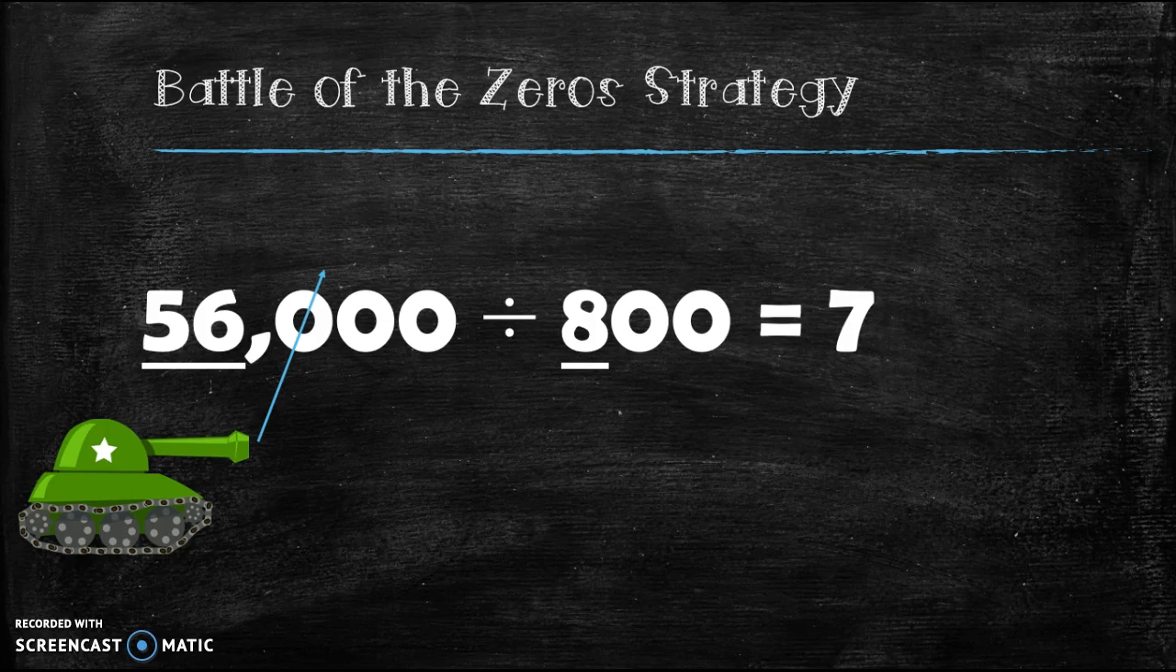We're going to cross off 1 zero on the left-hand side and 1 zero on the right-hand side. We still have a bunch of zeros left, so we can do it again. 1 on the left-hand side, 1 on the right-hand side. Now we still have 1 zero left on the left-hand side, but nothing on the right-hand side. So we're going to add that to our answer. So 56,000 divided by 800 equals 70.